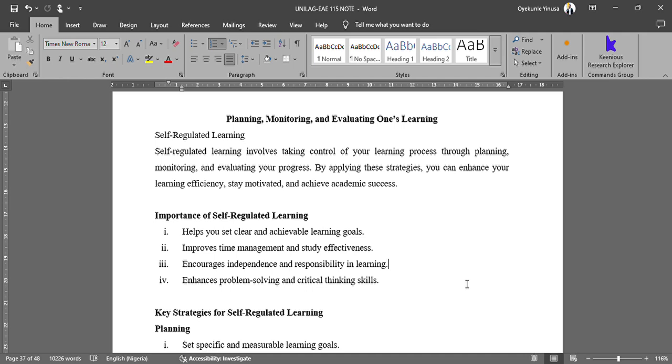It encourages independence and you taking responsibility of your own learning. You know quite alright that your success depends on yourself. Your success depends on your careful planning, monitoring, and evaluating your own progress. It will enhance your problem solving and critical thinking skills because you need to find a way to ensure that you are successful. So when you encounter problems or challenges or difficult courses, you go into research to ensure that you surmount these challenges. So it makes you much more critically thinking to solve any challenge that comes your way.